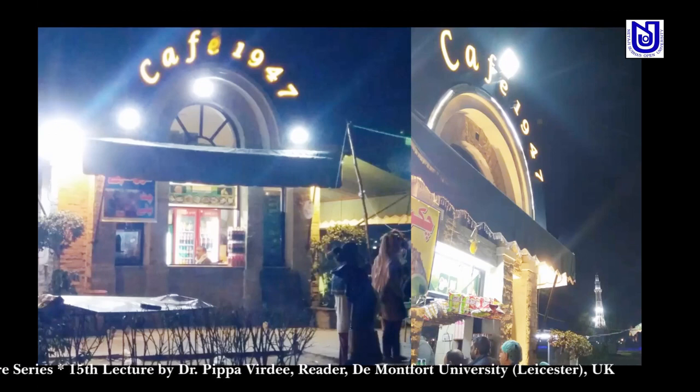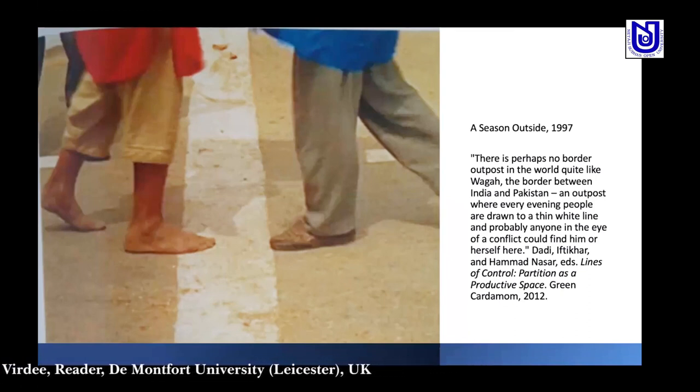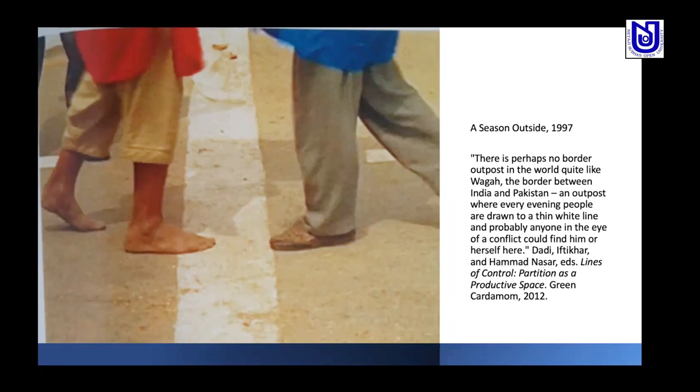This is a fairly new construction. And this is also taken from Iftikhar Dadi's and Hammad Nasar's edited book, Lines of Control: Partition as a Productive Space. And I think it captures this: there is perhaps no border outpost in the world quite like Wagah, the border between India and Pakistan, an outpost where every evening people are drawn to a thin white line, and probably anyone in the eye of the conflict could find himself or herself there. Of course, this is slightly old in the sense that it was possible to do that. Now they've created physically a bit more distance from that line of control.